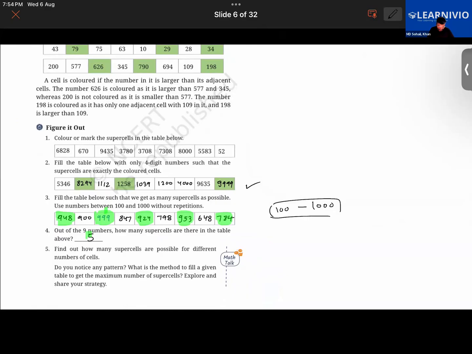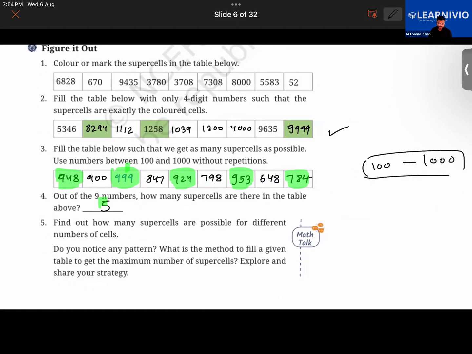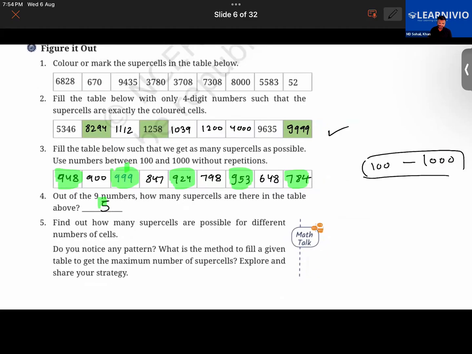Then look at question number 5. That's an interesting question. It's saying find out how many supercells are possible for different number of cells. Like if we have taken, we have to at least begin with 2 cells now, right? So in 2 cells, one supercell is possible, right? SS here is for supercell. Like you have taken 50 and you have taken 30. So 50 is a supercell, getting it?